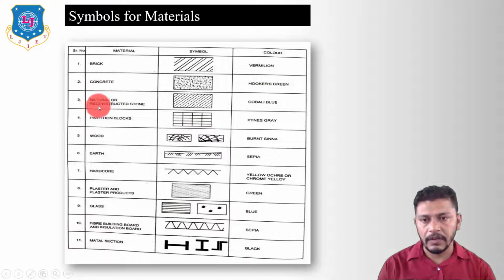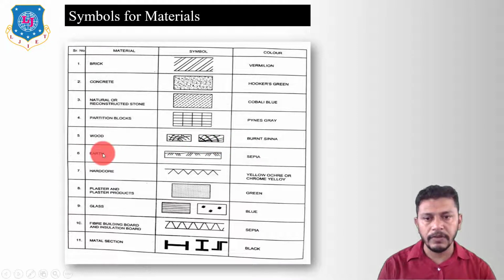Natural or reconstructed stone, so the symbol for the natural or reconstructed stone is like this, and the color for this is cobalt blue. Partition blocks, so for the partition blocks we will use the symbol like this, and the color is Payne's gray. The symbol for the door is like this, and the color is burnt sienna.